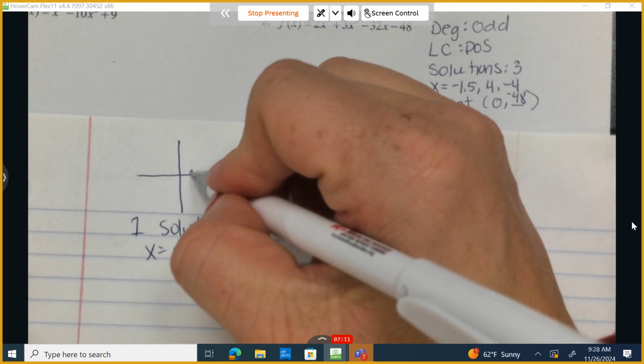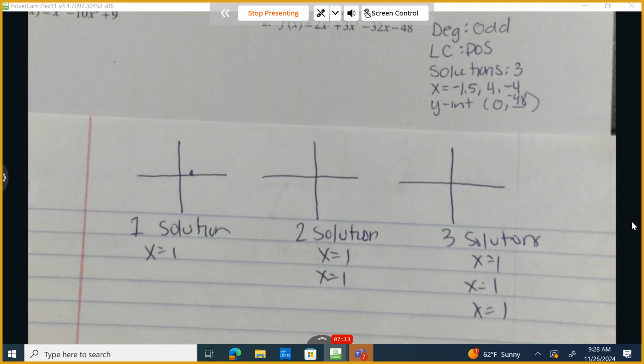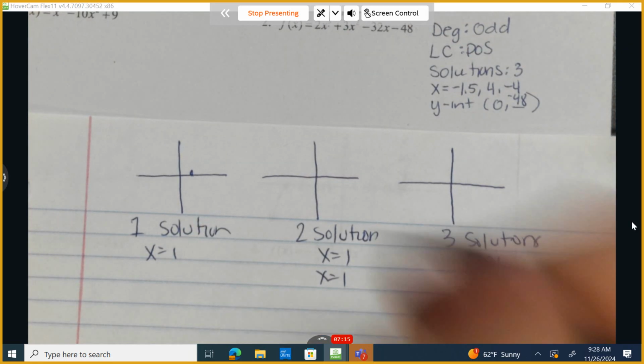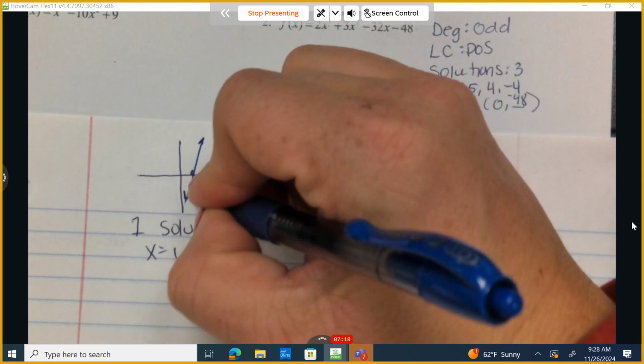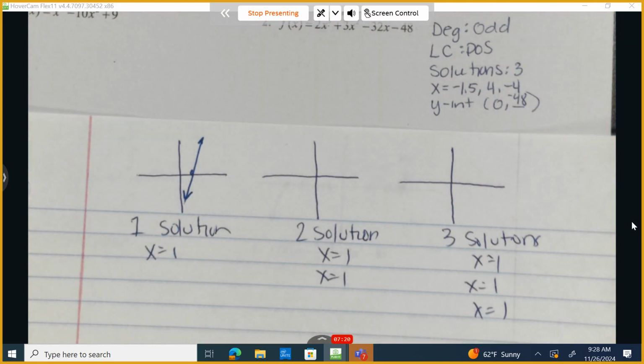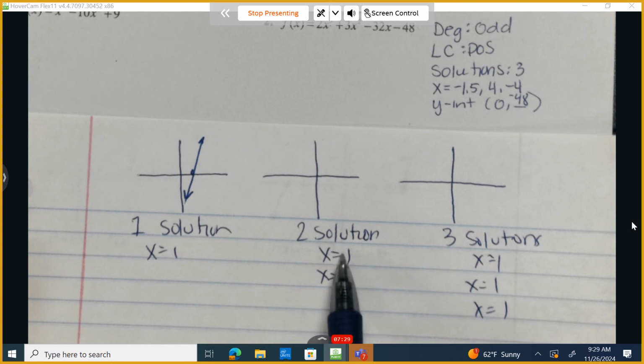So if it only occurs one time, so we only have one solution of x equals 1, it means it's going to slash through. It goes straight through the x-axis. If we're comparing the function with the x-axis, how it actually crosses over or touches the x-axis, it just cuts straight through.